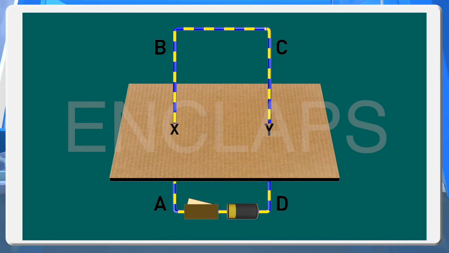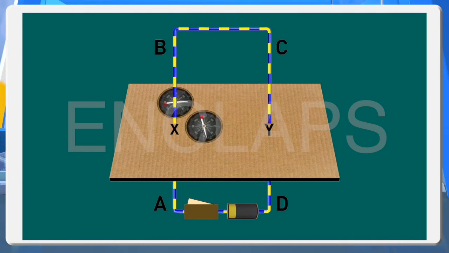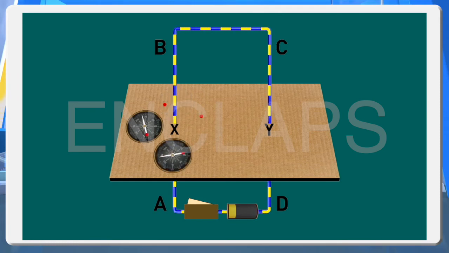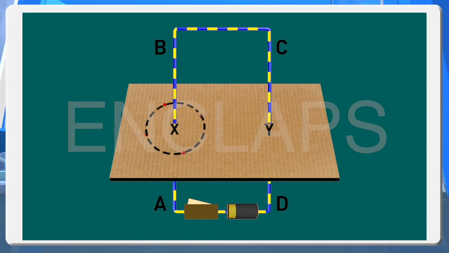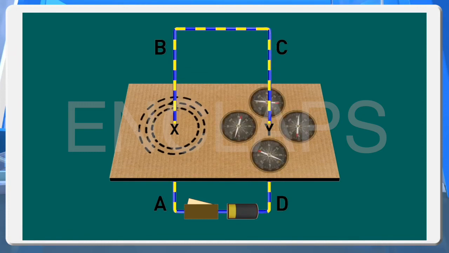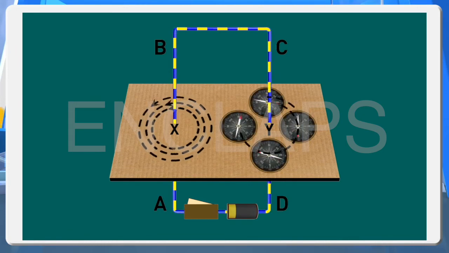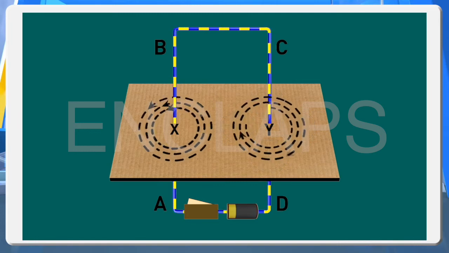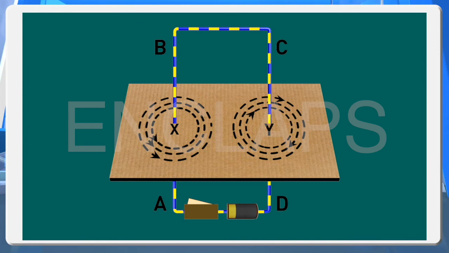Now the switch is turned on and the current passes through the conductor. Keep a compass near the point X on the conductor AB. Notice the direction of deflection and mark the north pole. Keep on changing the position of the compass away from the point X and draw 3 to 4 magnetic lines. Now let us follow the same steps with the conductor CD or the point Y. Here also we have obtained the magnetic field lines.